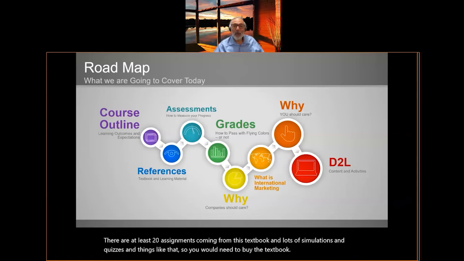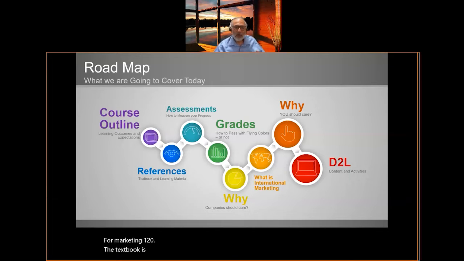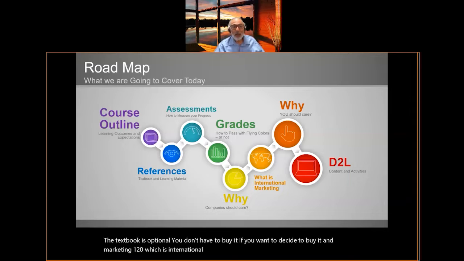For Marketing 120, the textbook is optional. You don't have to buy it. If you decide to buy it in Marketing 120, which is International Marketing Research, it's optional. But for this course, you need to buy the textbook because it has important simulations which we need to work with. So I will also give you instructions on how to get the textbook.